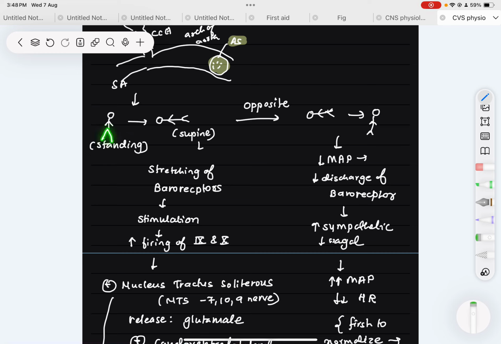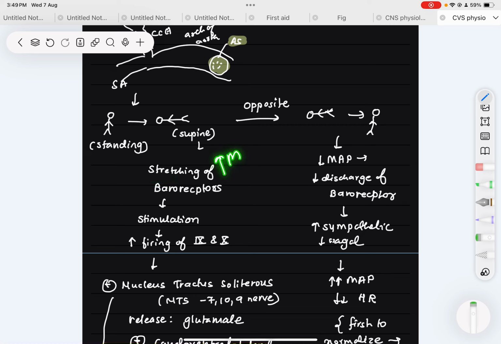While in standing, there will be effect of gravity and all the peripheral blood will pull into his legs. But as soon as we lie down, what will happen? We have learned that factors that are increasing the venous return is one, supine position. So as we lie down, effect of gravity will be gone and all the peripheral blood will be going into the heart. So venous return will increase, and that's why stretching of baroreceptor.